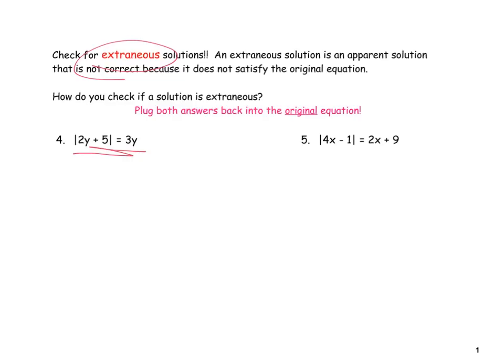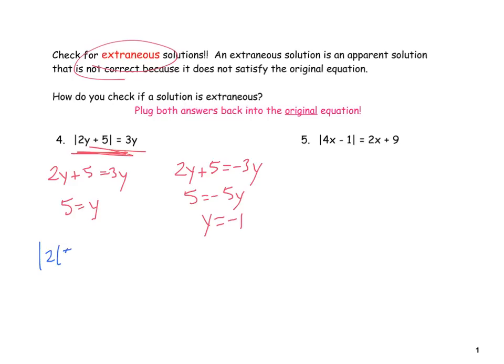So let's solve this one. We have the absolute value isolated, so we say 2y plus 5 is equal to 3y, and 2y plus 5 is equal to negative 3y. If you notice, there's a variable on the right, and this is a lot of times where an extraneous solution is introduced. So we solve, and we get 5 is equal to y, and we solve over here, and we get y is equal to negative 1. Let's double check both of them.